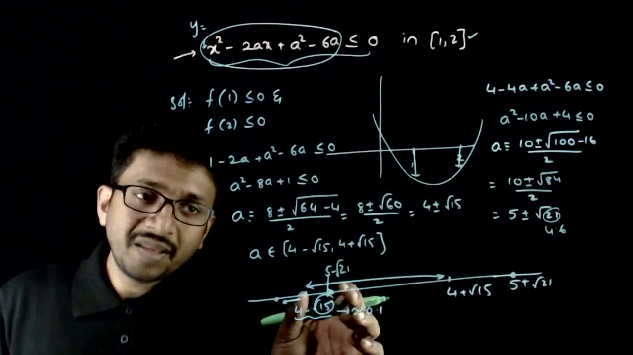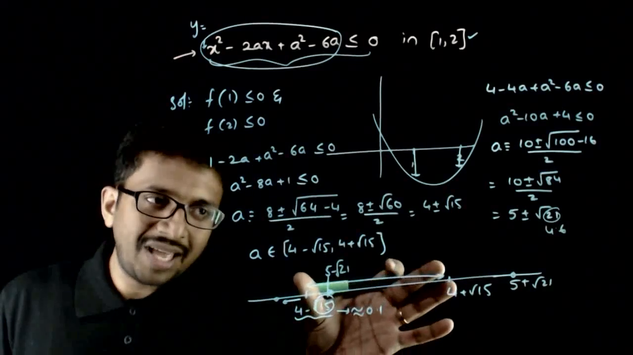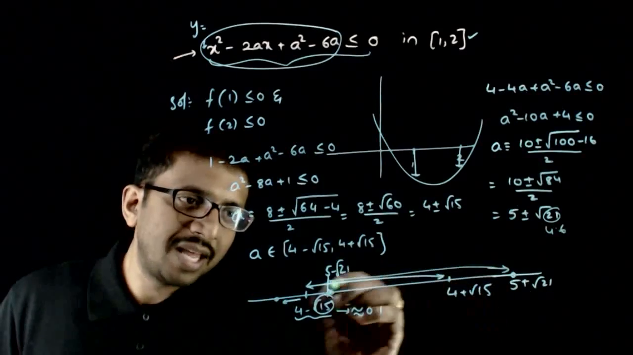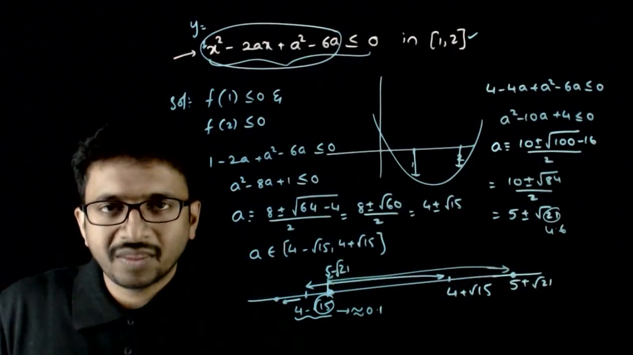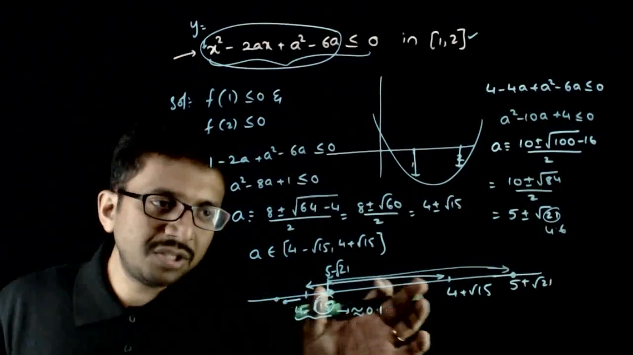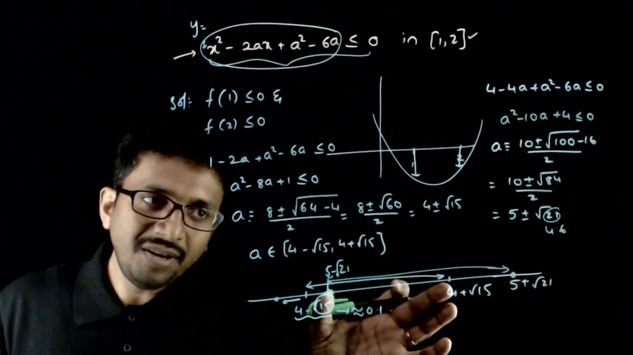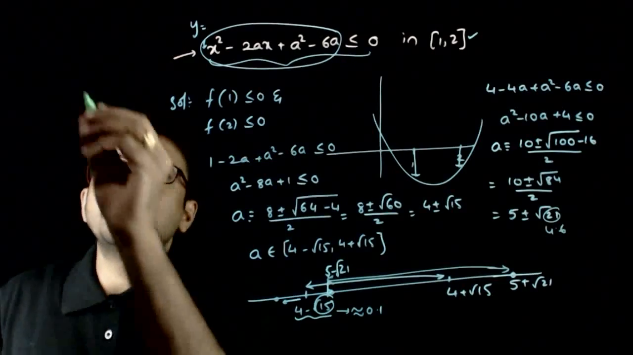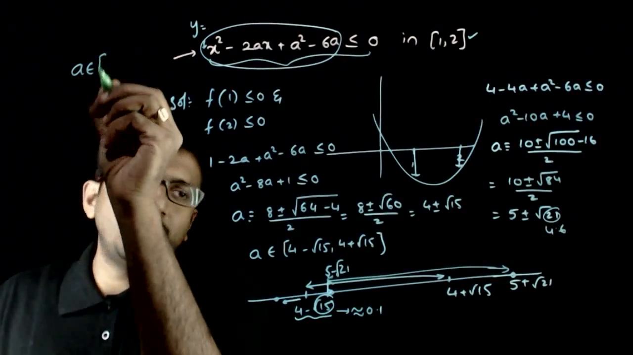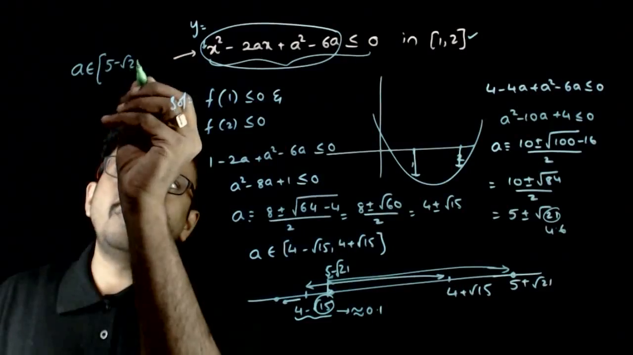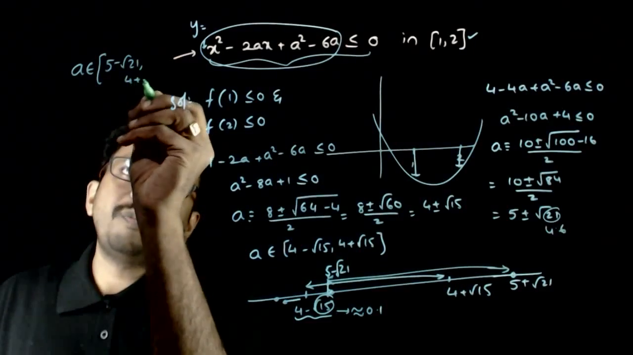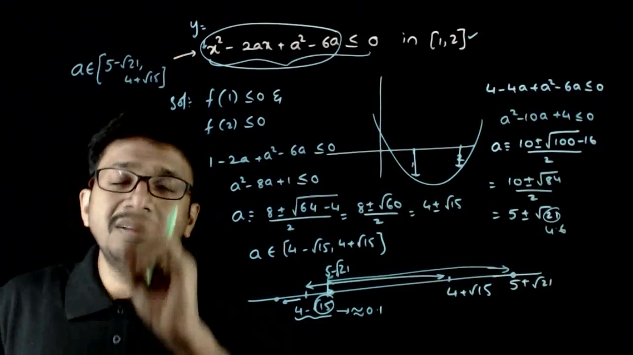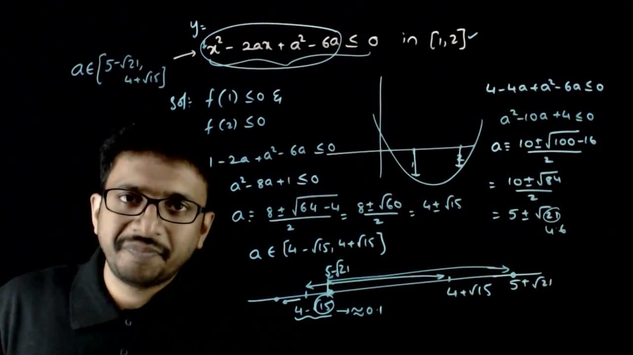Now my first solution says that a has to lie between these two. The second solution says that a has to lie between these two values. So what is the common solution to these two? My a has to lie between 5 minus root 21 and 4 plus root 15. So that will be the answer to this question: a belongs to (5 minus root 21, 4 plus root 15). This will be the required interval for a. Thank you.